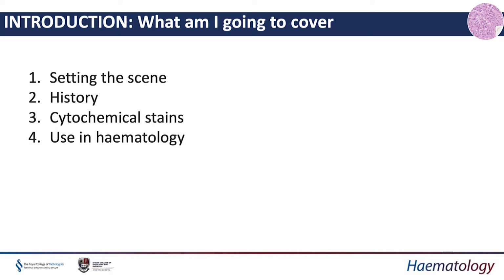Before we start, I'm just going to cover what the next 40 to 45 minutes will deal with. I'll describe what cytochemical stains are, how we got to doing these stains in hematology, what the particulars of each stain type are, and then what the uses are in hematology.